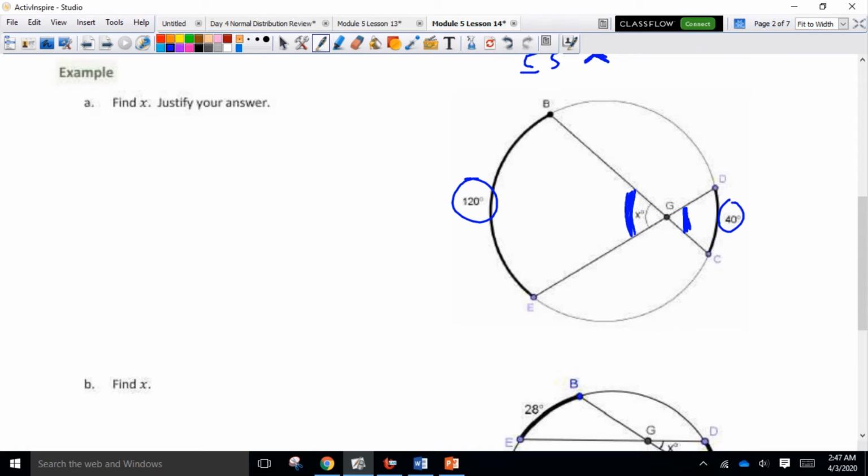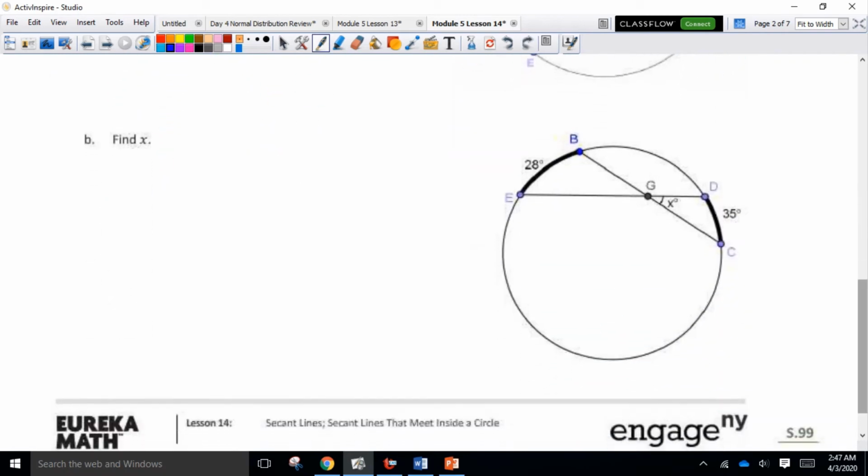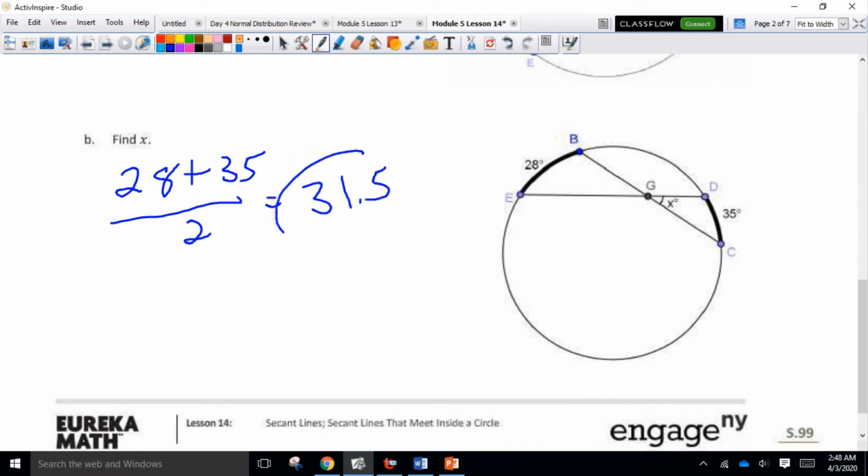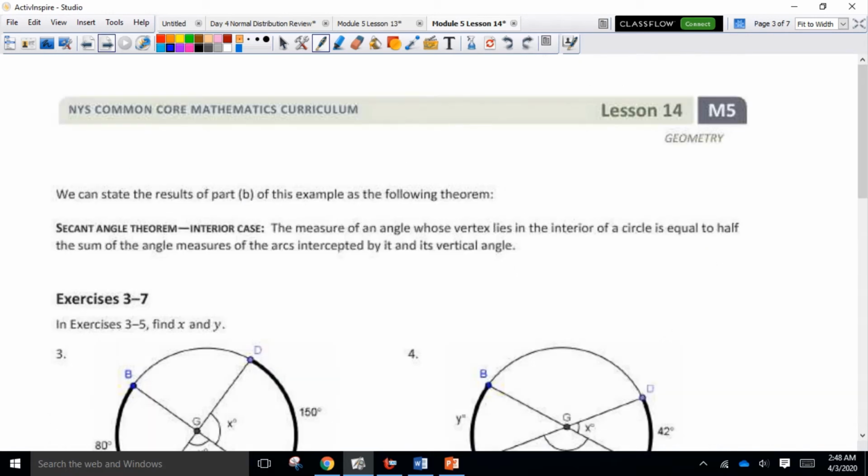So those two angles are the average of those two arcs. So how do you average two things? You add them and divide by 2. So if I wanted to figure out x, I would do 120 plus 40 divided by 2. Okay, and that's 80. So if you have angles formed inside the circle, you average the arcs, or add them and divide by 2. Okay, so same thing here. 28 plus 35 divided by 2 equals 31.5. So that's what x is. Okay, so that's the only new thing we're learning today.